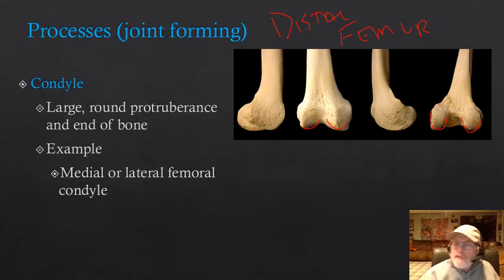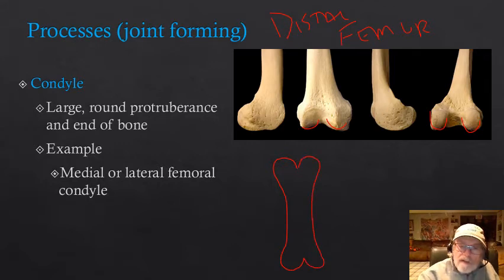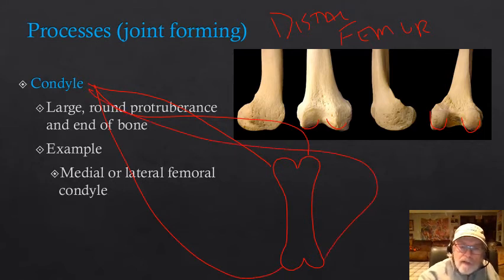I bet if I said, draw me a bone on a piece of paper, for extra credit, I'm not going to do that, it's too simple, you'd draw something like this. Not that bad. Guess what? That's a condyle. That's a condyle. Those little round surfaces at the end are called condyles.